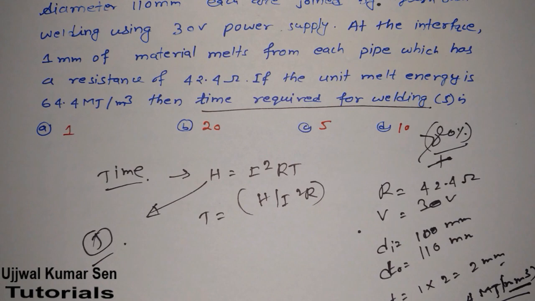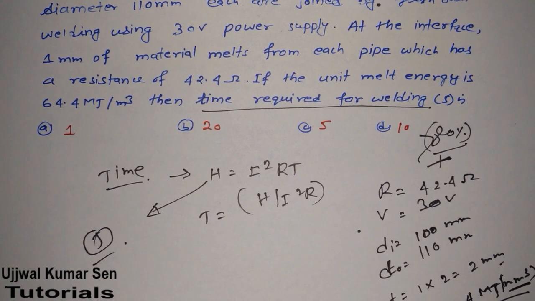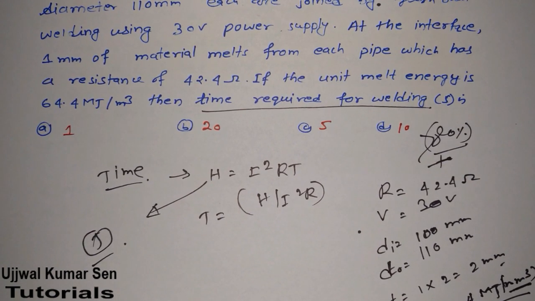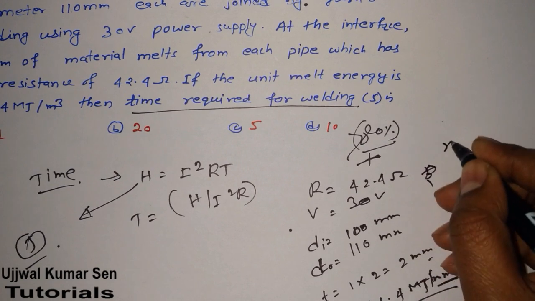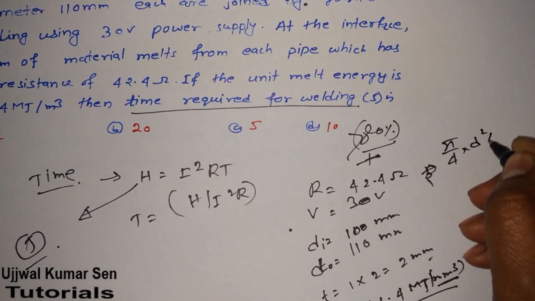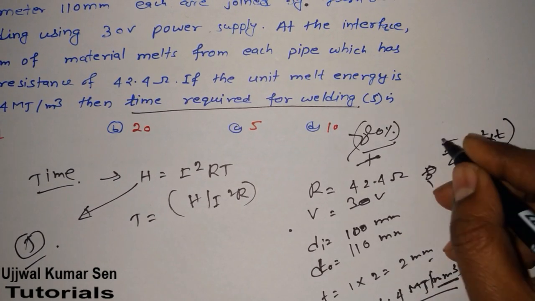So what is this per mm cube? That is weld. So first I have to find out, can you guess, my dear? One most important thing: I have to find the volume of that weld. So how can I find that? It's pi by 4 d square into t. This is the volume.